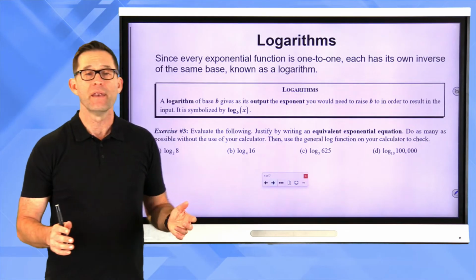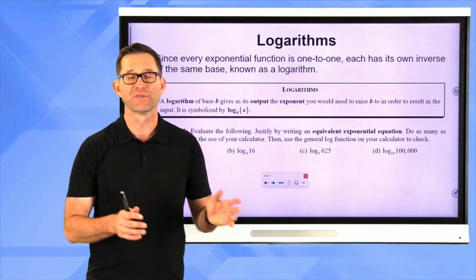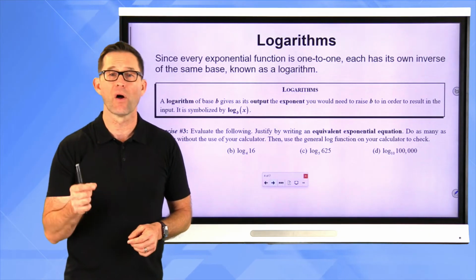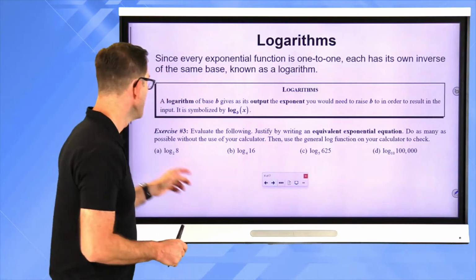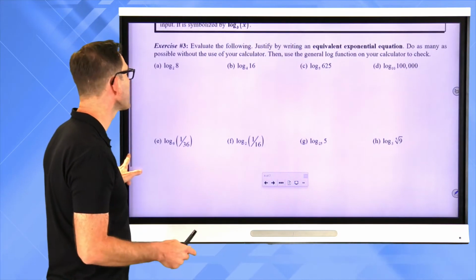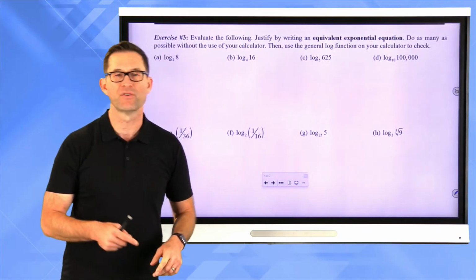All right. Now again, in the last problem where we had y equals 2 to the x, its inverse would be the log base 2 of x. All right. So we're going to keep going back to that.